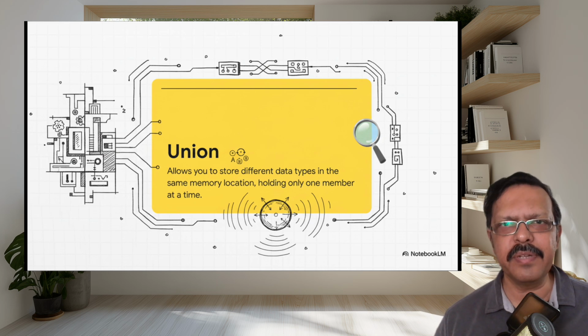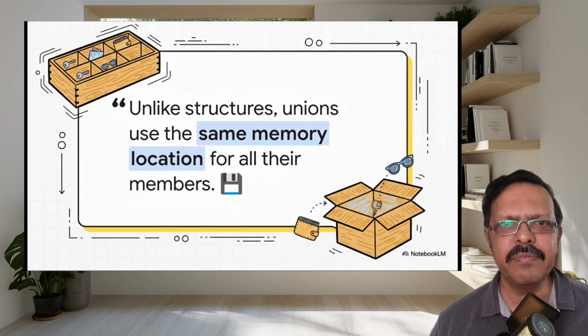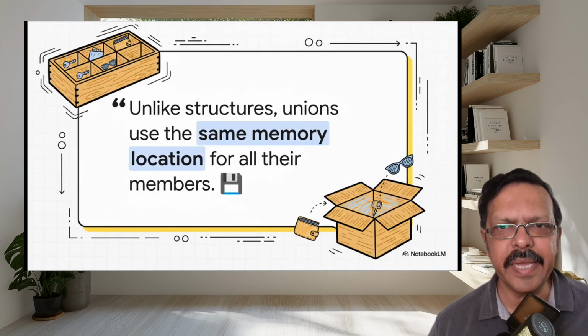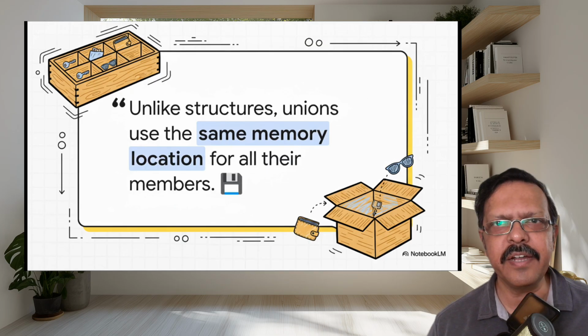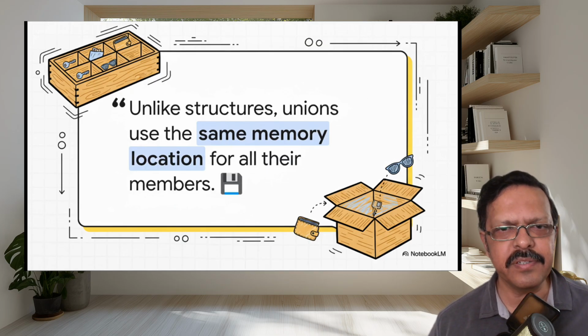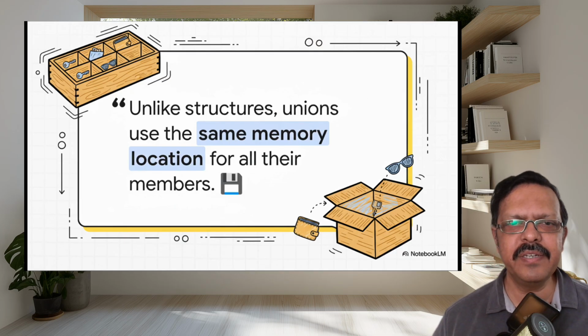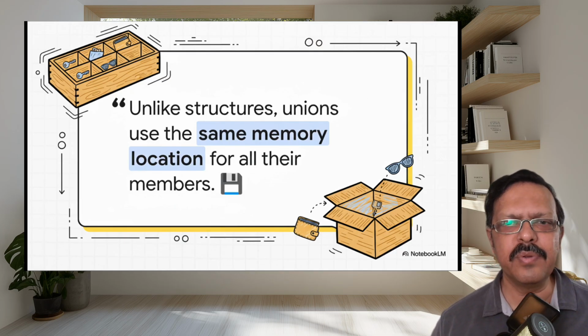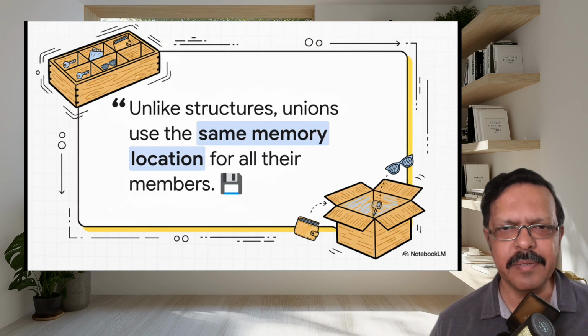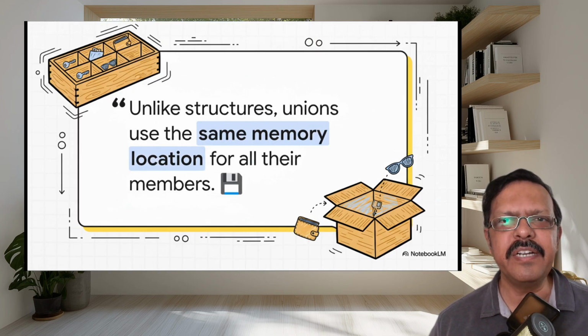So if in your program, for some reason, you know that whenever I store a person's name, I don't need his age and height, or whenever I store his age, I don't actually need his name and height, all those variations. So basically, if you know that you can store only one piece of information at a time, then you can define it as a union.